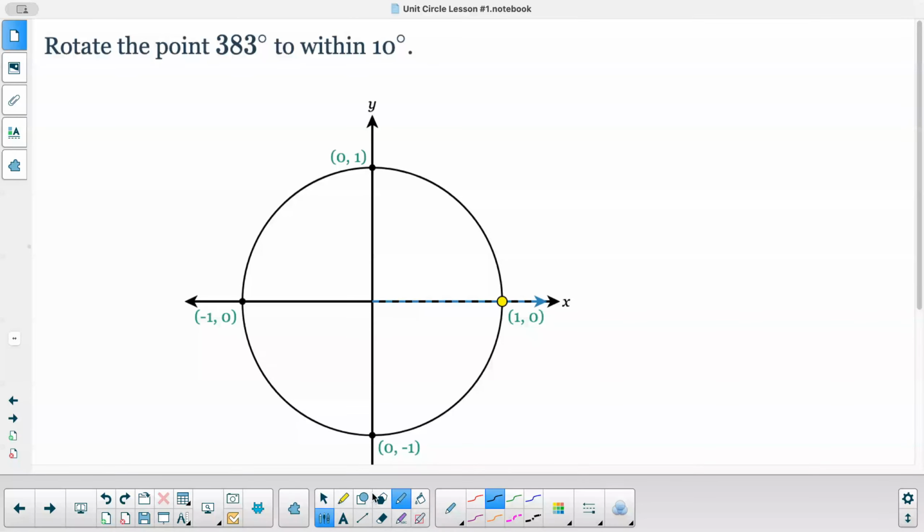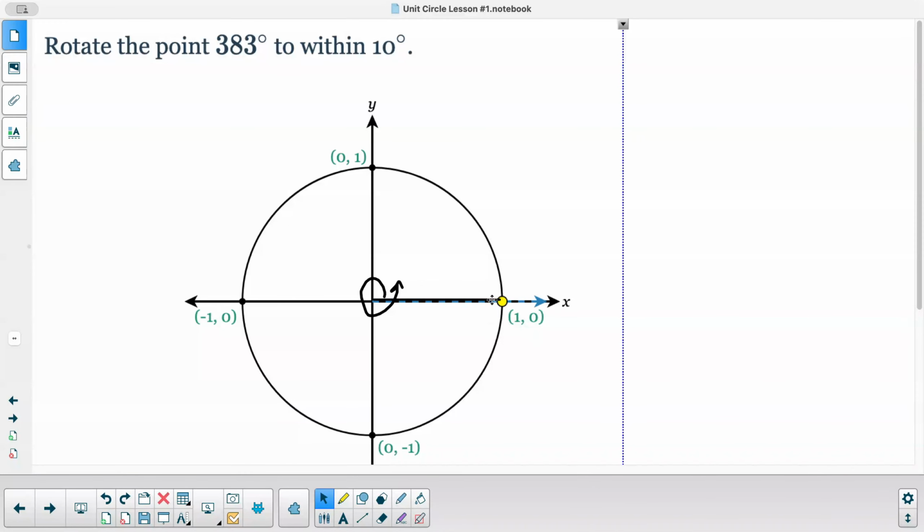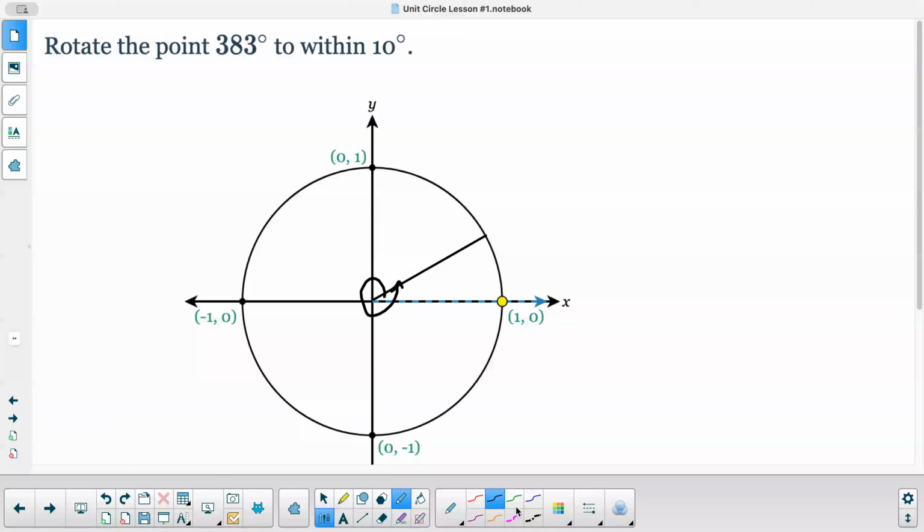Next one is 383. So I have to go a full 360 and then 23 more. So it's going to look something like this. There's my 90, 180, 270, 360, and then I go 23 past there. Something like that, okay?